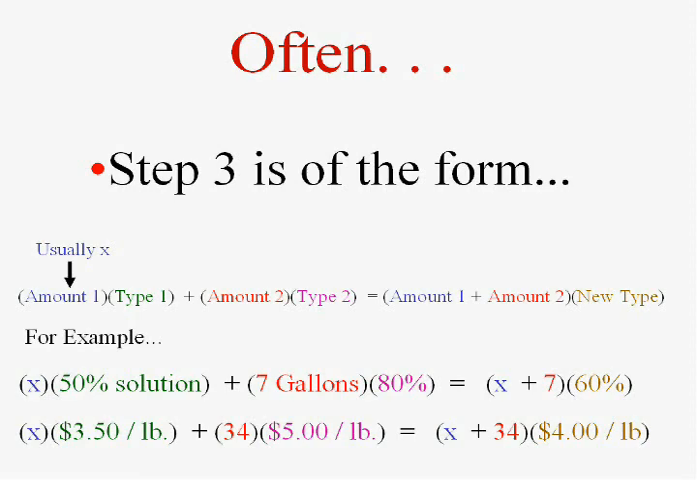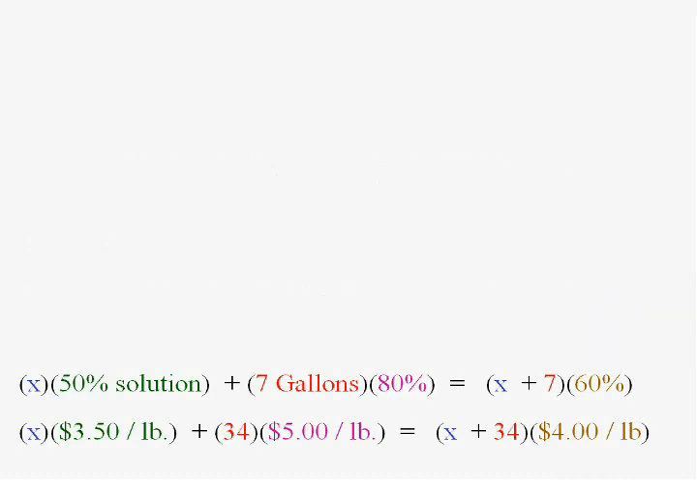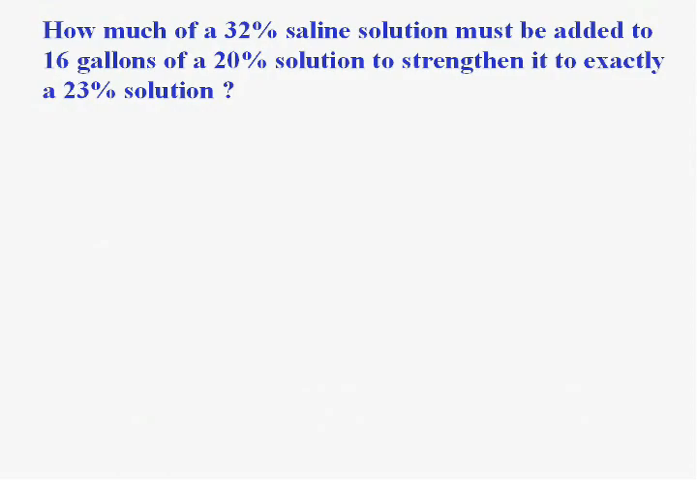This one would be how much of a $3.50 a pound mixture would I have to add to 34 units of a $5 a pound mixture to get a $4 a pound mixture. We have to throw in the X plus 34 because it's amount plus amount. That's the new part. You have to know that amount plus amount is just amount plus amount. Let's try one.